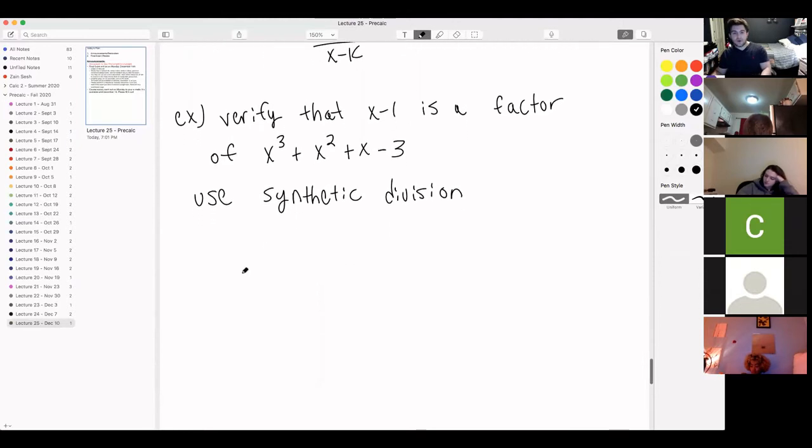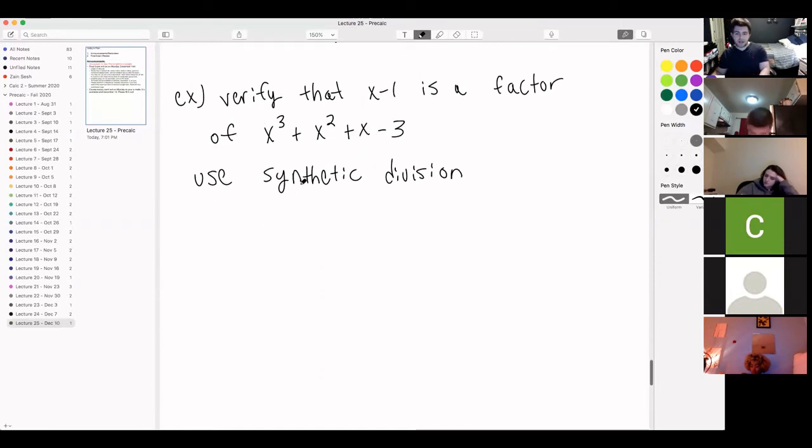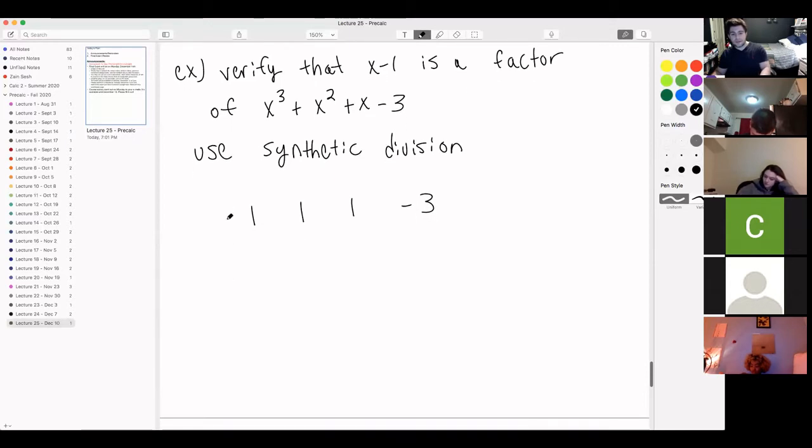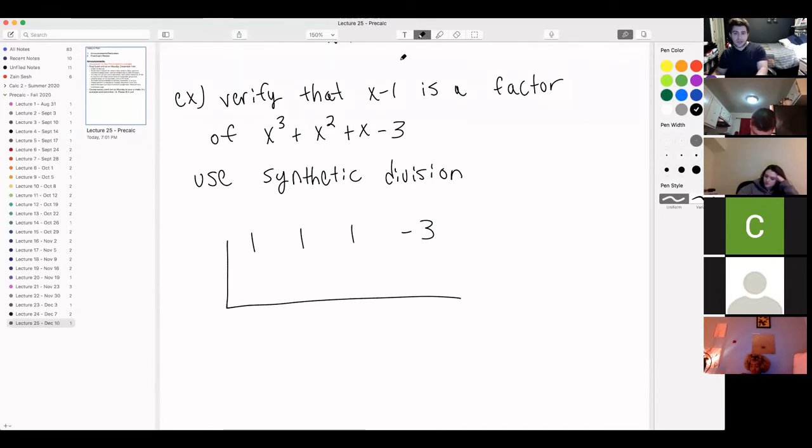Good. So you place the coefficients of your polynomial in a row here. So it's 1, 1, 1, minus 3. Make this half box thingy, and you place positive 1 to the left of the box. Okay, so it's x minus 1, so you ought to put positive 1 here. Okay, so please remember that.